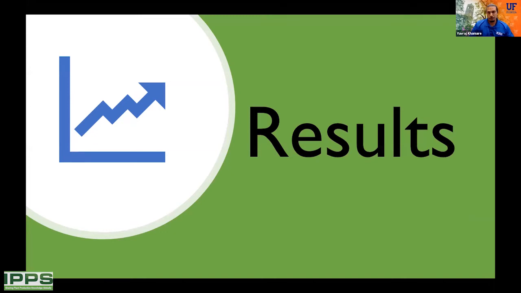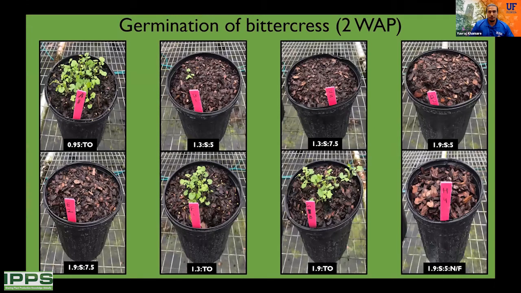So moving on to our results, here's a picture of bittercress 2 weeks after potting. As you can see, these 3 treatments, 0.95, 1.3, and 1.9, which are throughout, which is an incorporated treatment, had good germination of bittercress, while at the same time, there's few to none in any of the stratified treatments.